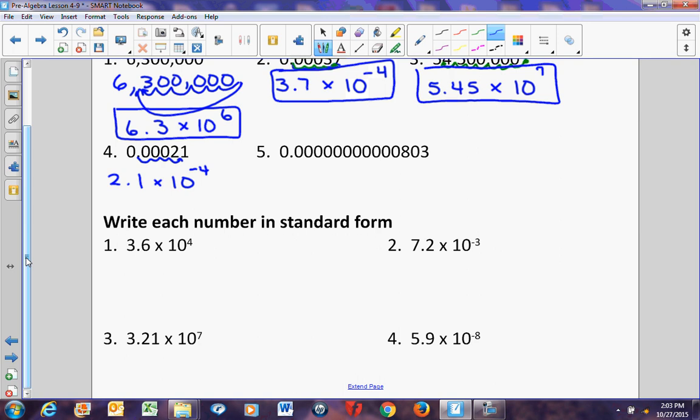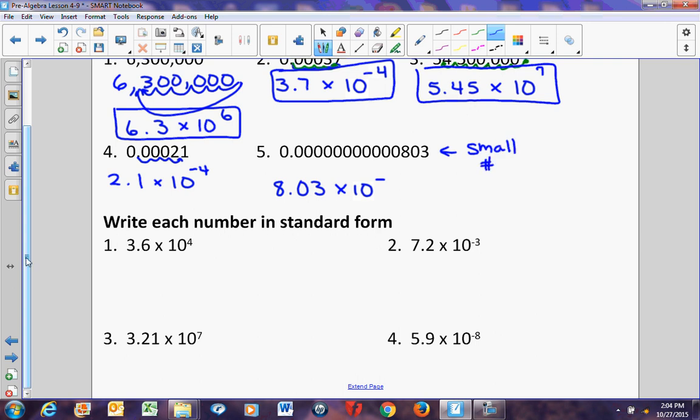And last but not least, a number I can't even read because it's so far out there. Very large number. My decimal point goes between my 8 and my 0, and it's going to be 9 times the power of 10. I know it's going to be a negative power of 10 because this is a teeny tiny number.